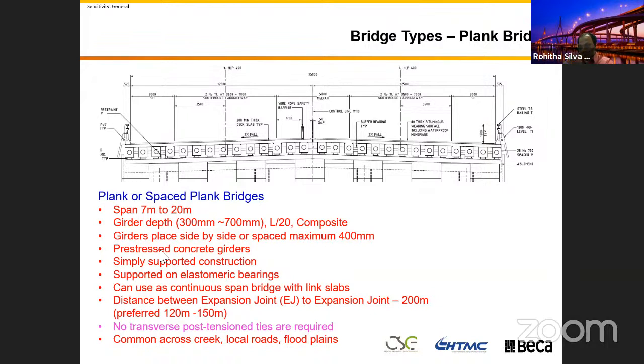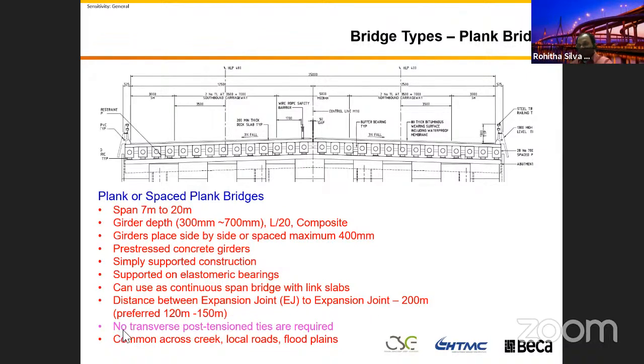The pre-stressed concrete girders are not reinforced concrete, and they are simply supported and placed on the elastomeric bearing. It can be connected with the link slab. I will explain it to you later, because we place these girders span by span and cast the deck continuously. In that way, you eliminate the number of expansion joints in the bridge, which will give you a better riding surface. So the distance between the expansion joints, you can push as long as 200, but it's recommended 120 to 150.